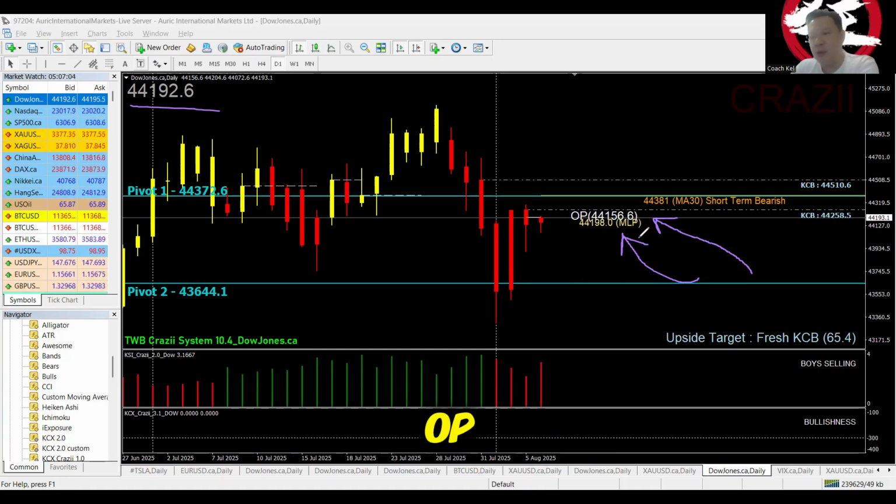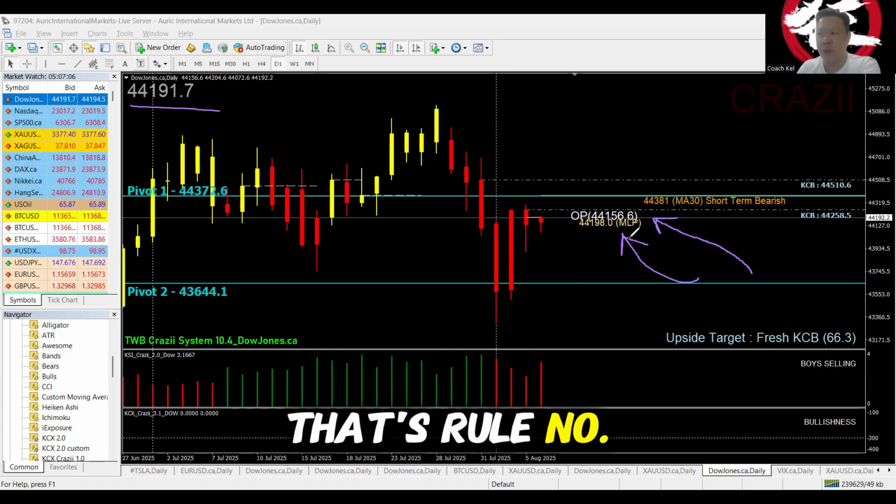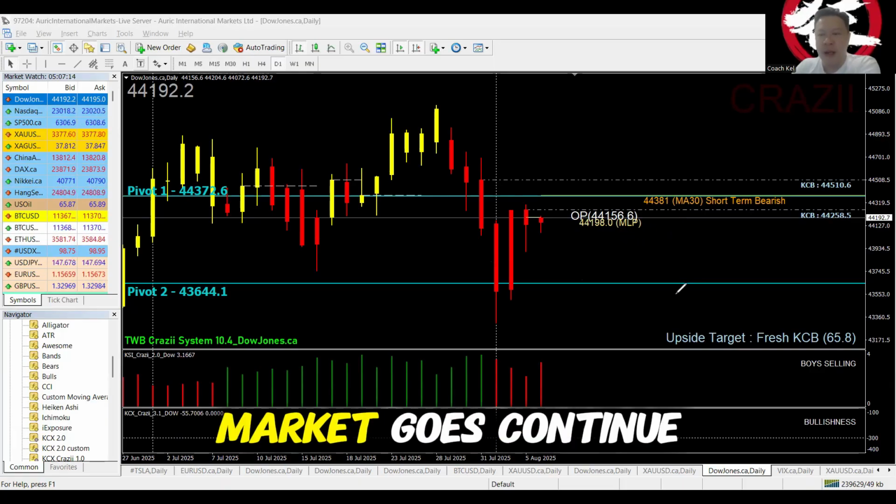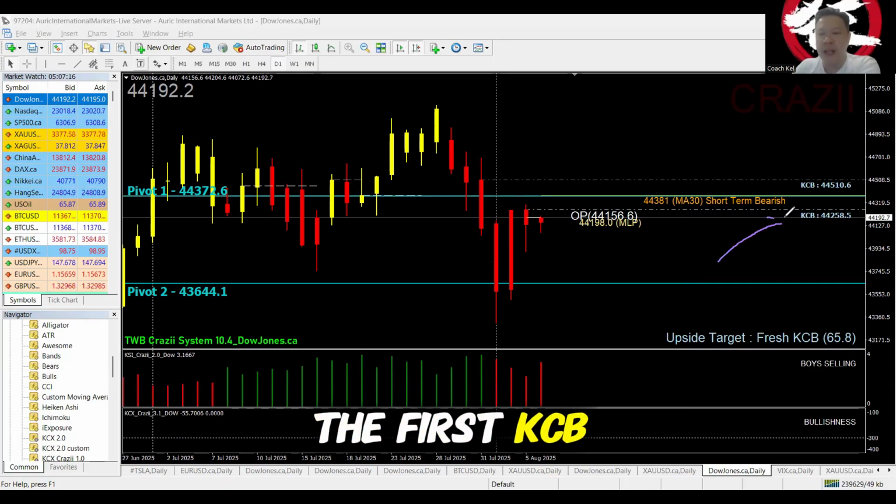As long as the market stays above OP, we cannot short the market. That's rule number one. Number two, if the market can cross the MLP, it may go higher. So how high can the market go for the Dow Jones? Well, if the market continues to go higher, the first KCB will be at 44,258. So that will be the level.